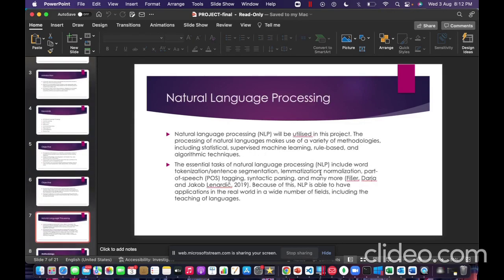Natural language processing. Natural language processing will be utilized in this project. The processing of natural languages makes use of a variety of methodologies, including statistical, supervised machine learning, rule based, and algorithmic techniques. The essential tasks of natural language processing include word and sentence segmentation, lemmatization, normalization, parts of speech tagging, syntax parsing, and many more. Because of this, natural language processing has applications in the real world in a wide number of fields, including the teaching of languages.